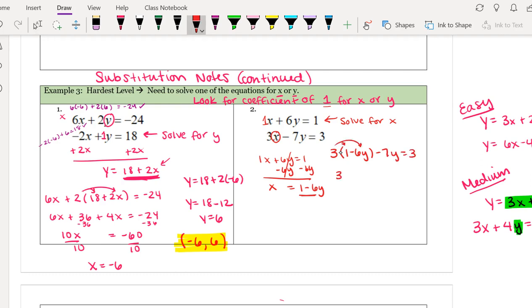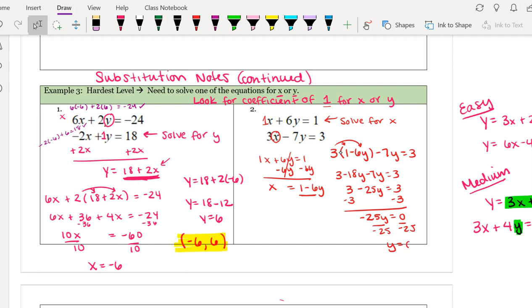Go ahead and distribute. And so this becomes a negative 25y. I have 3 here, so I'm going to subtract 3. Oh, sorry about the kids in the background. Negative 25y is equal to 0. Dividing by negative 25, y equals 0. There's my y value. Go ahead, plug it back in for x. So x equals 1 minus 6 times 0. That's just 0. So x equals 1. Ordered pair 1, comma 0.